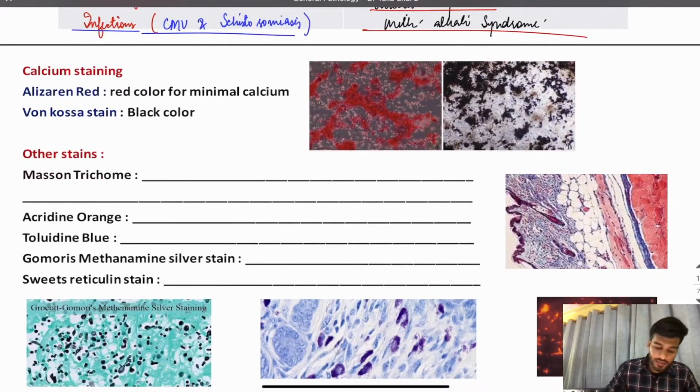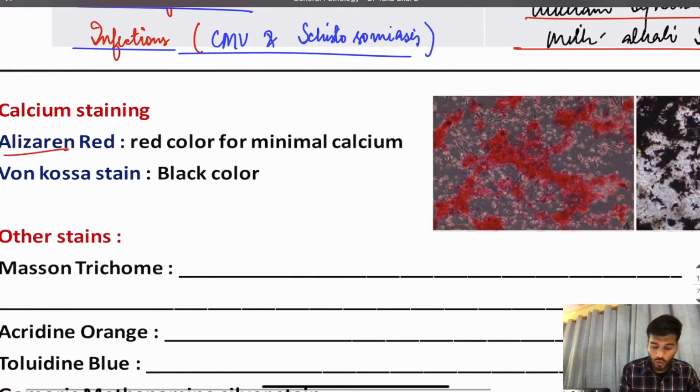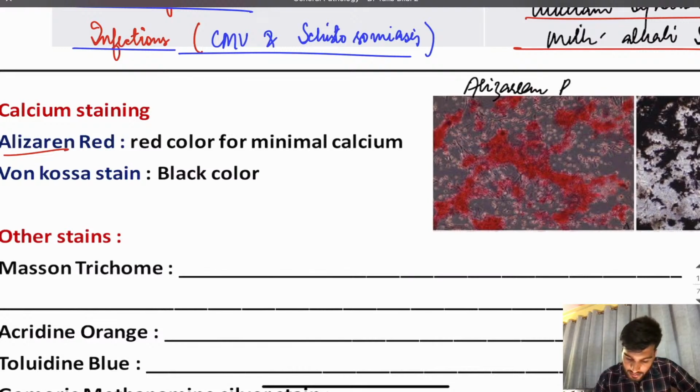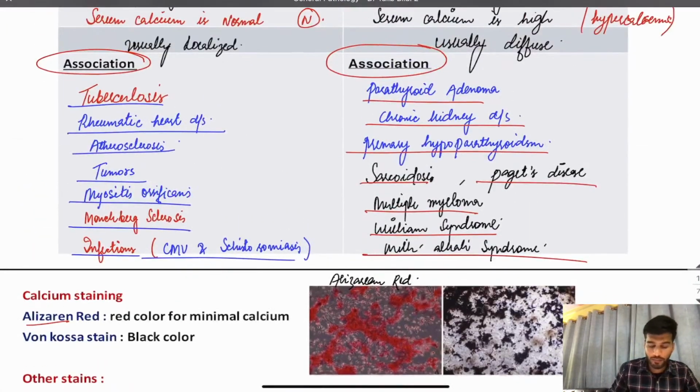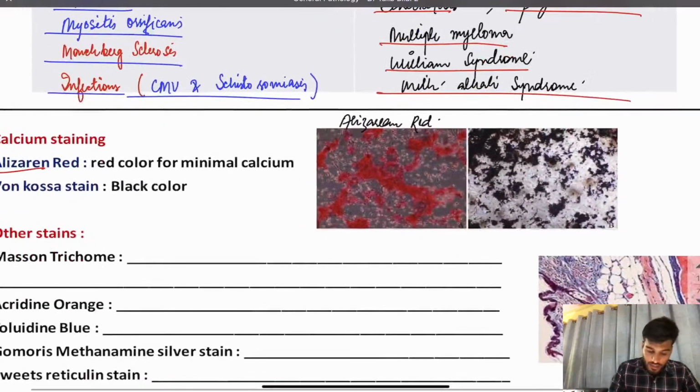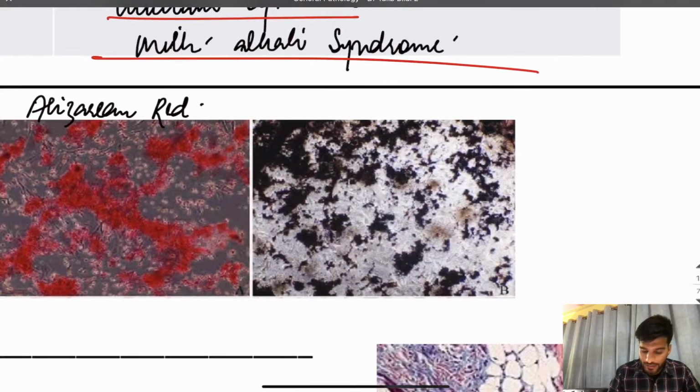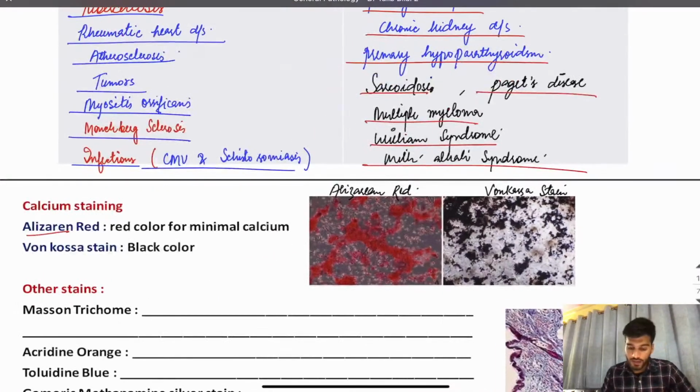Now the calcium stains, guys. If you have minimal calcium, the stain that we use is alizarin red. Okay, this is the alizarin red stain for minimal calcium. And in CKD, as I mentioned, there is increased phosphate, so there is more calcium. Von Kossa stain, guys, is also for calcium when we have more calcium. Okay, less calcium, alizarin red; more calcium, Von Kossa stain.